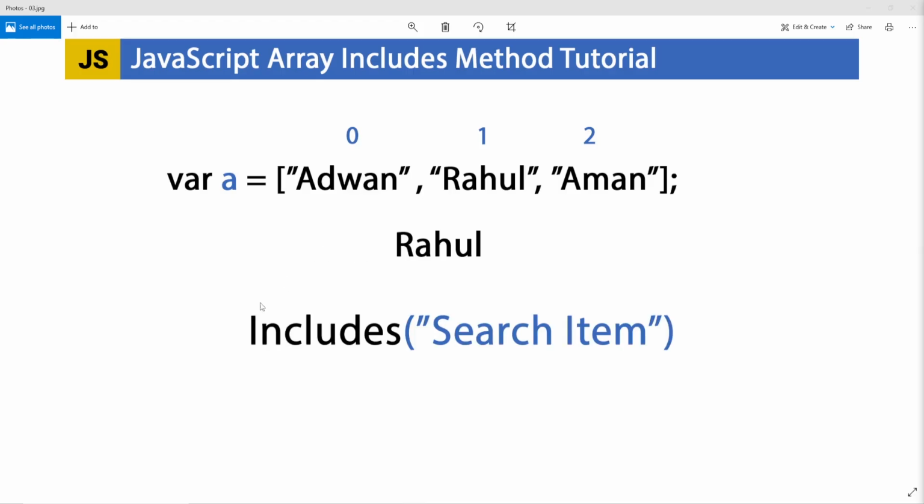For that you can use the include function. Here you need to pass the search item keyword. Here you can search alphanumeric data types, strings, etc. It can search any type of value, and this method returns a boolean value, true or false. So without wasting your time, let's start the practical and see how it works.